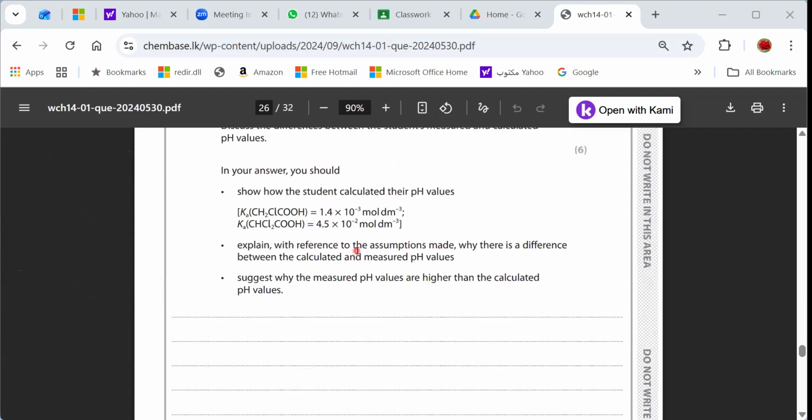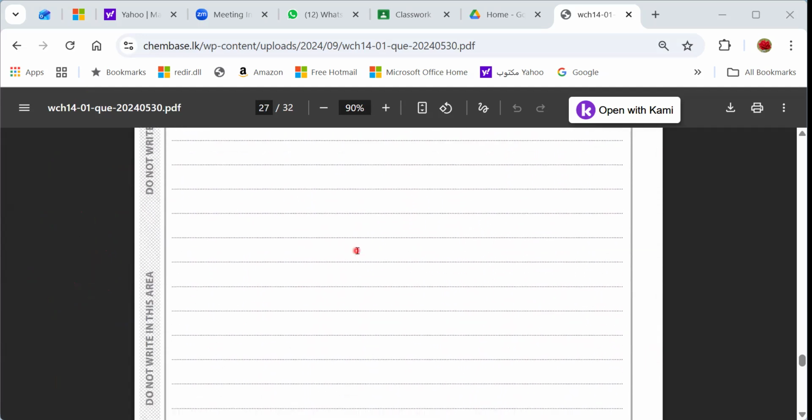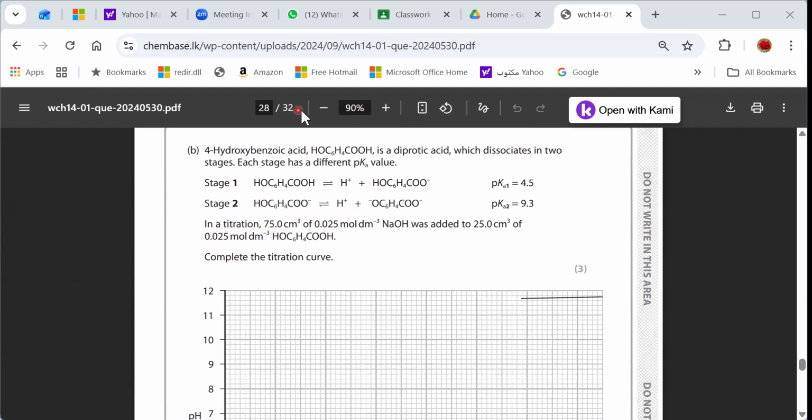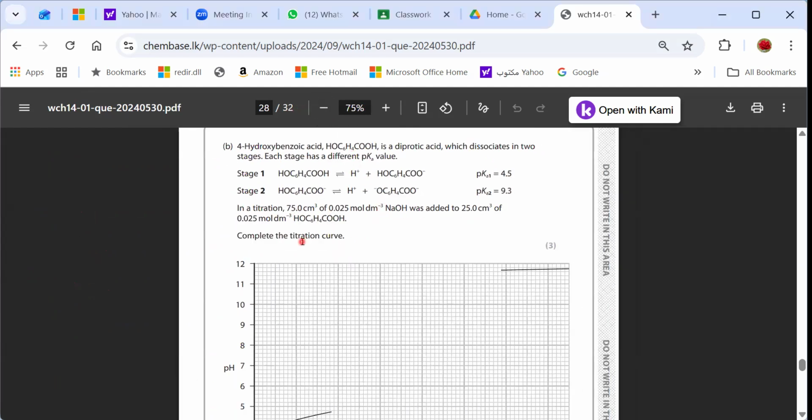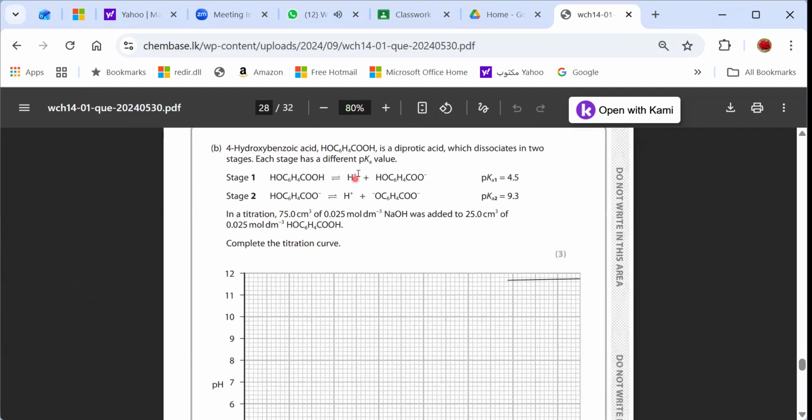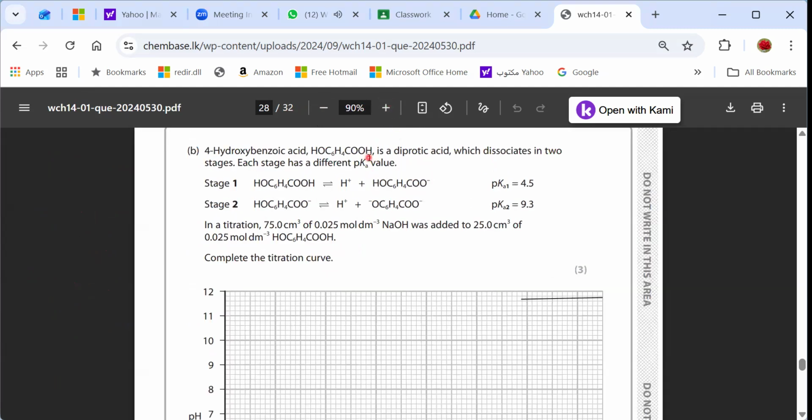So this is the first part of the question. Now we come to the second part, which they want you to draw this curve. They said 4-hydroxybenzoic acid is a diprotic acid. We can see that it is a diprotic acid because you see that there is a proton here bonded to the COOH, and there is another proton here bonded to the oxygen. This is not an alcohol. This is called a phenol, C6H4. Whenever you have a phenol, it differs from an alcohol.